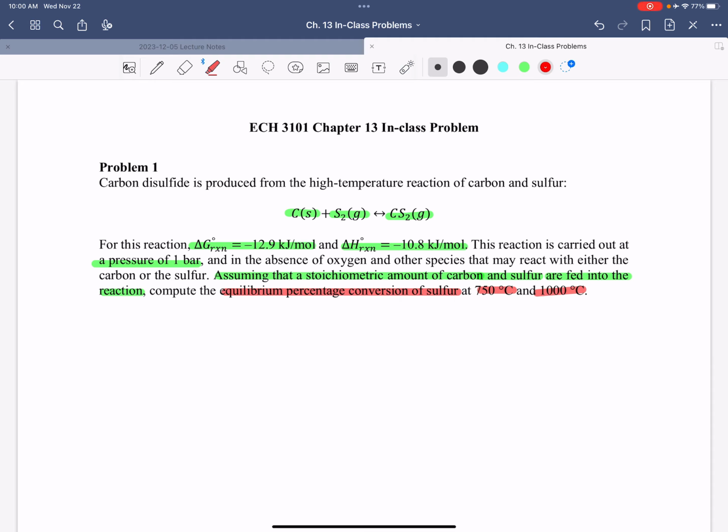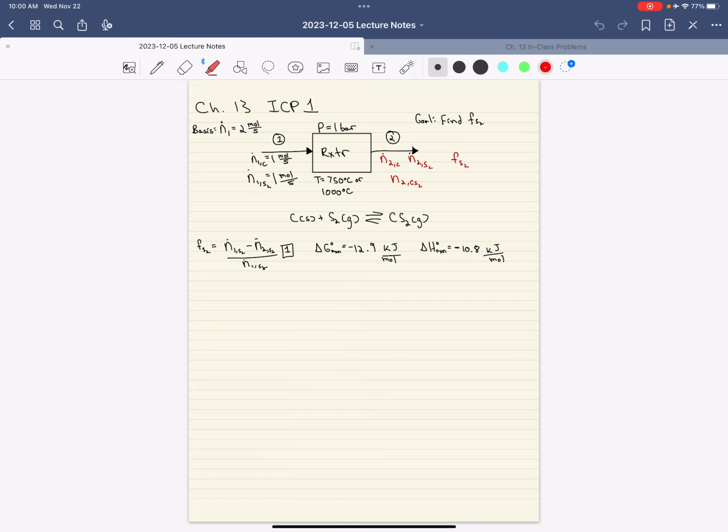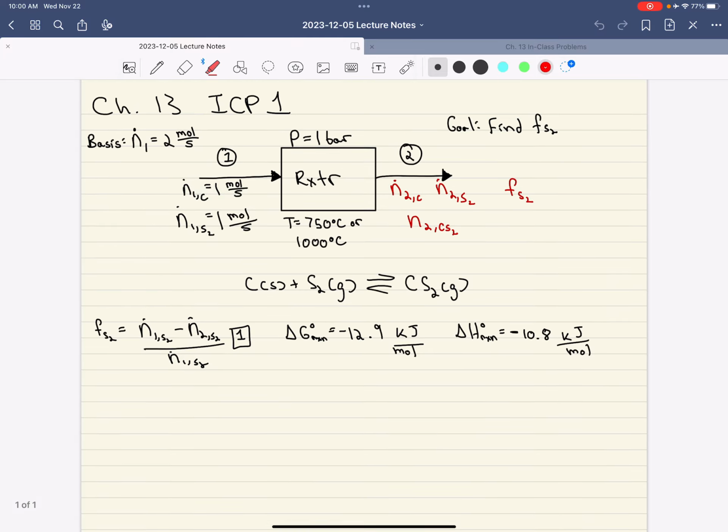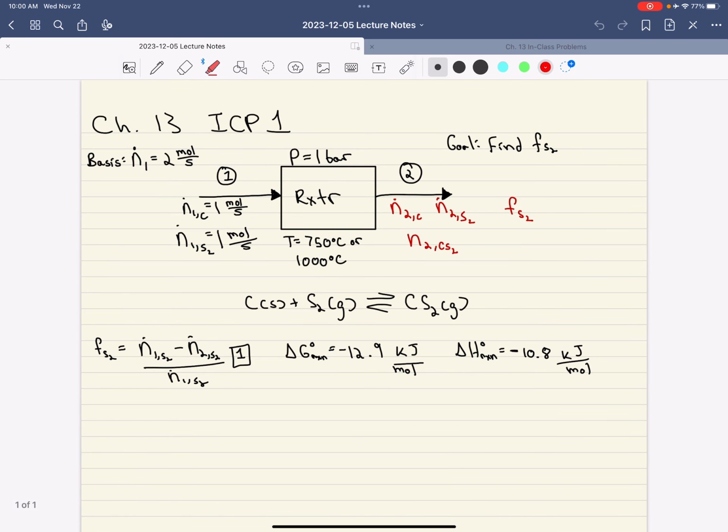Based on the information in this problem statement, I want you to pause the video here and sketch out a process flow diagram for the system. Based on the information in the problem statement, we could sketch out a process flow diagram that looks like this. So here's our reactor.